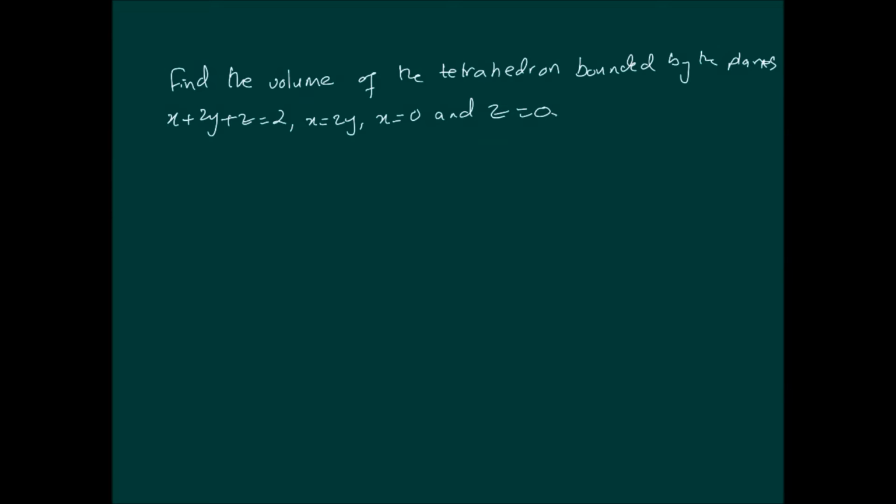x plus 2y plus z equals 2, x equals 2y, and x equals 0 and z equals 0. Now, of course, the best scenario is that you draw or try to visualize this tetrahedron. A tetrahedron, by the way, is a prism-like figure, more like some form of three-dimensional triangle.